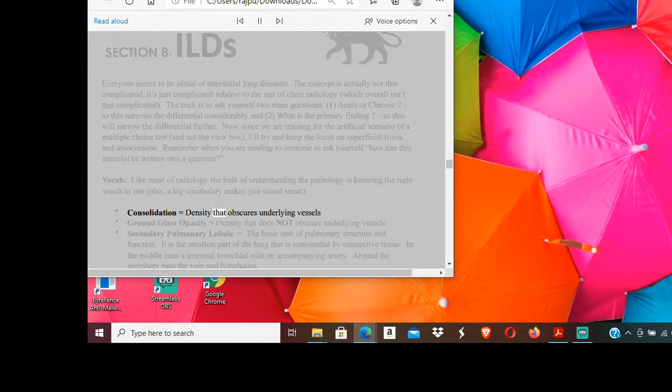Consolidation equals density that obscures underlying vessels. Ground glass opacity equals density that does not obscure underlying vessels. Secondary pulmonary lobule equals the basic unit of pulmonary structure and function. It is the smallest part of the lung that is surrounded by connective tissue. In the middle runs a terminal bronchiole with an accompanying artery. Around the periphery runs the vein and lymphatics.